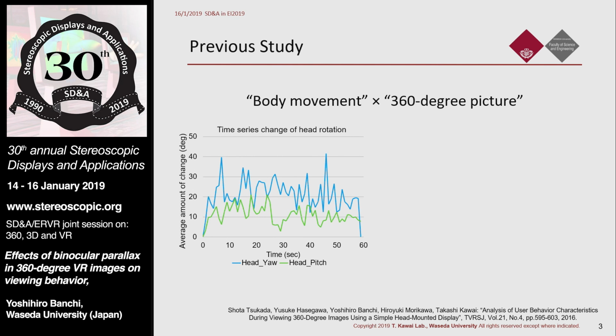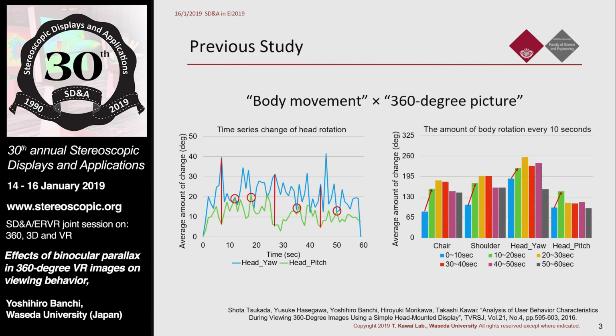In our previous study, some results were obtained with regard to body movement and contents when viewing 360 pictures. It is shown that the head movement was horizontal and vertical, independent, and it is influenced by the number and arrangement of objects included in the contents. It is also found that it took a certain period of time to prepare for observation with physical behavior.